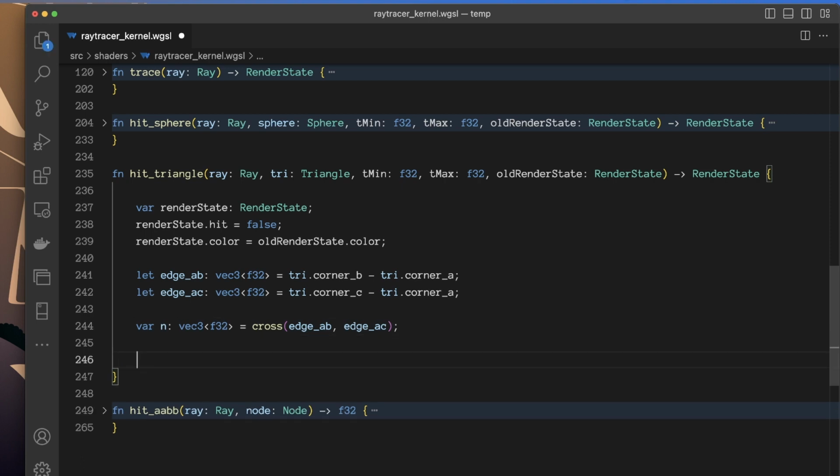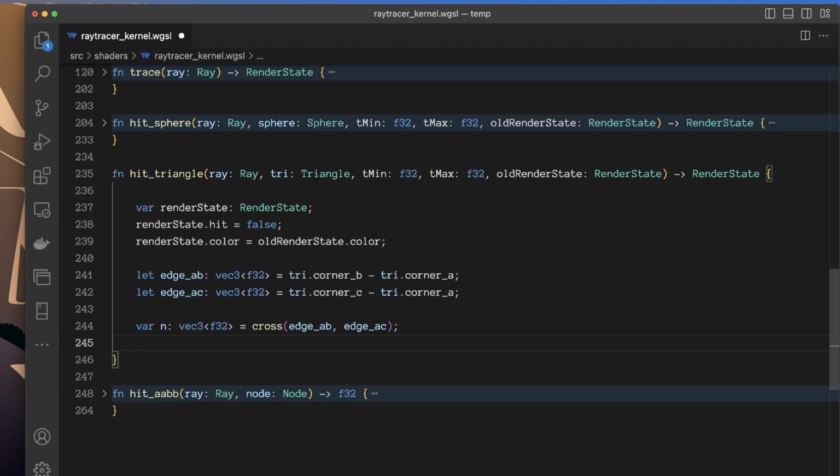Now, it doesn't matter which order we take this cross product, because remember, I'm going with a two-sided triangle. So what I'm going to do is take the dot product between the ray's direction and the triangle's normal. Now, question, do I want this to be a positive or negative number? Remember that the dot product will be negative if the vectors are more than 90 degrees apart. Does that make sense? If they're facing in opposite ways.